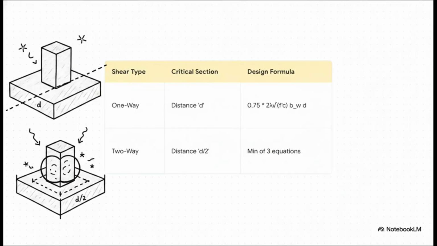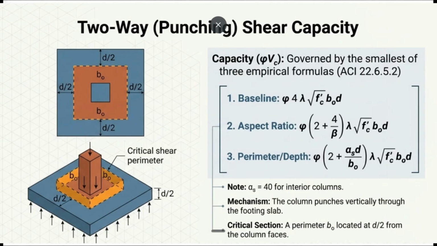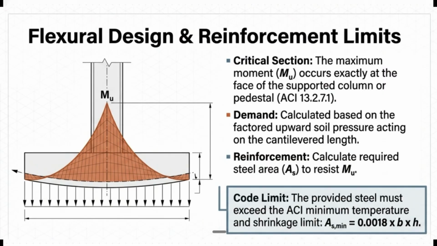Then, for two-way or punching shear, we evaluate closer in, at a perimeter distance of d/2 from the column face. This is to stop the column from literally punching right through the center of the footing, like a giant cookie cutter. The ACI code gives us specific formulas for both, ensuring our design strength safely exceeds these immense demands. Now, to resist bending, we calculate the required area of steel based on the maximum moment at the column face.